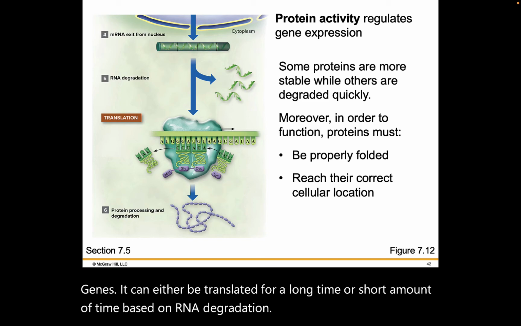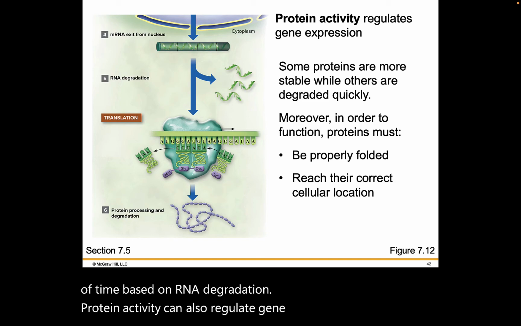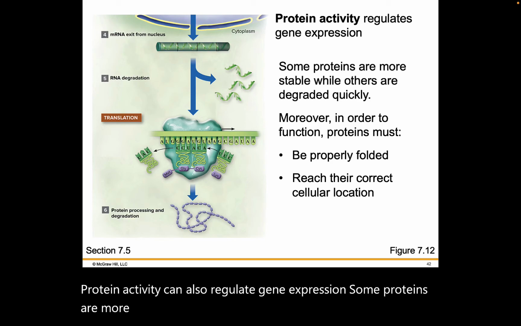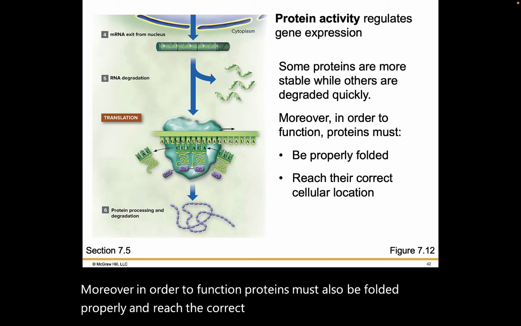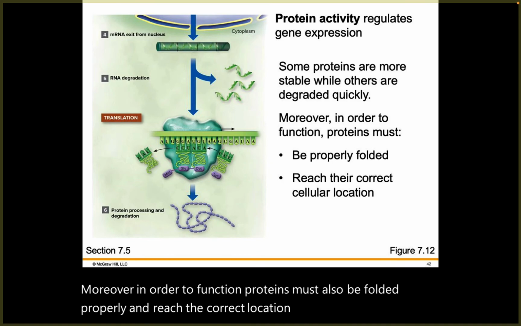Protein activity can also regulate gene expression. Some proteins are more stable, while others are broken down quickly. Moreover, in order to function, proteins must also be folded properly and reach the correct location. So we were talking about Creutzfeldt-Jakob and mad cow disease, and what we'll talk about later in this talk is an idea of prions. But first, in order for us to understand what a prion is, we have to know what a protein is and how proteins are made.